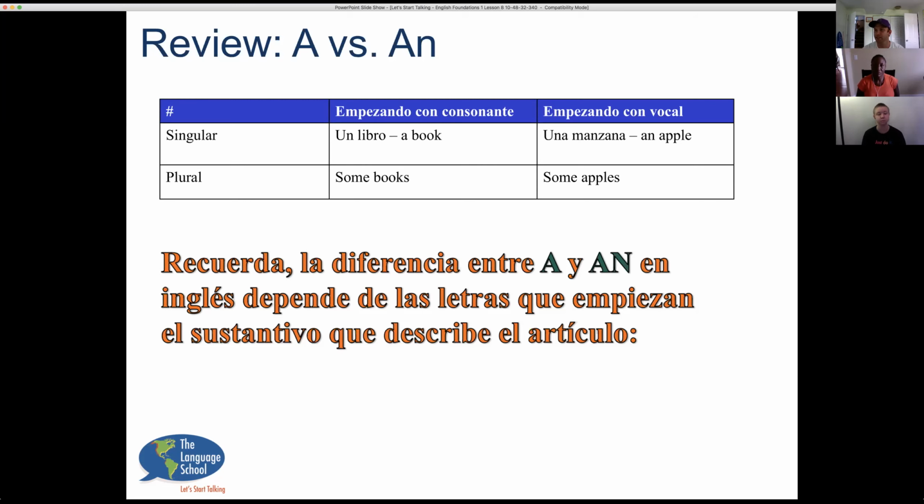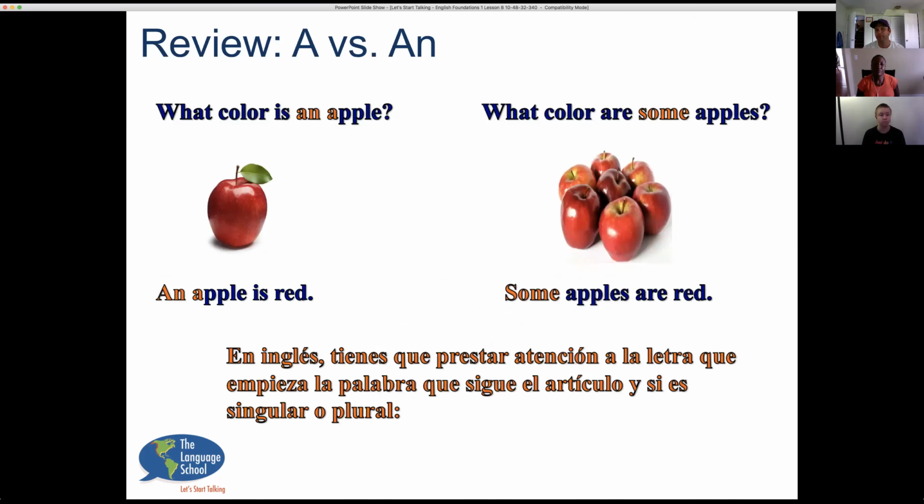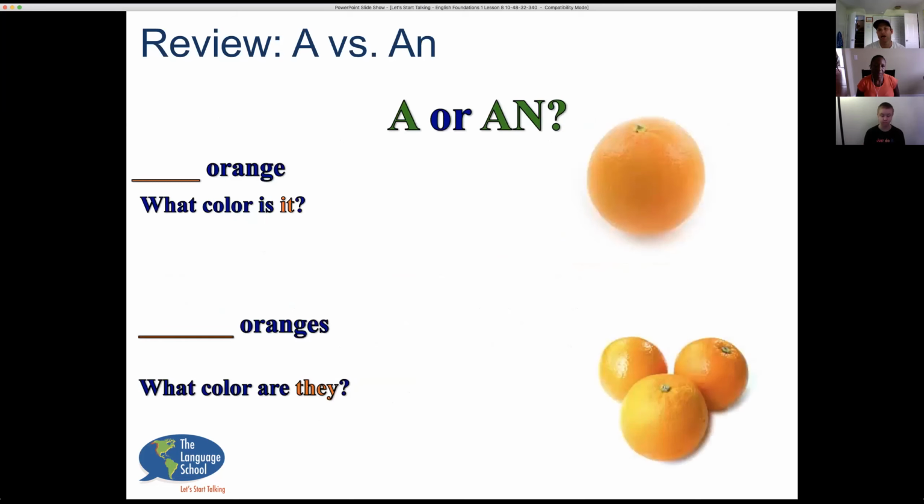Unos sería some. Ok, por ejemplo, Francis, what color is an apple? An apple is red. What color are some apples? Francis. Some apples are red. Ok, muy bien. Megan, A o an orange? An orange. What color is it? An orange is orange. ¿En la forma plural? Some oranges. What color are they? They are orange.